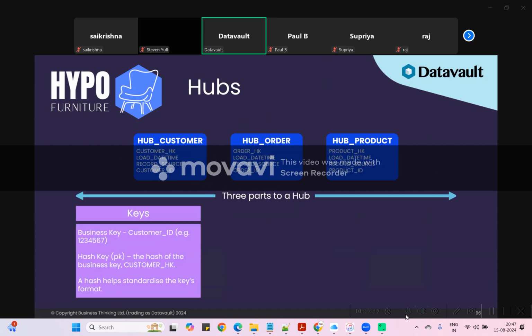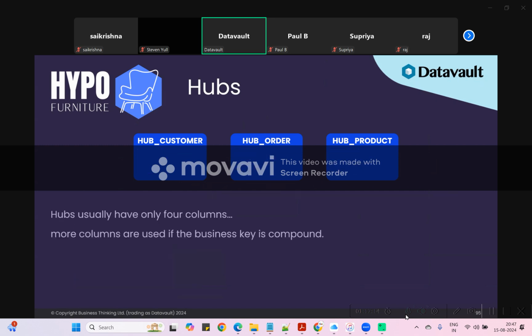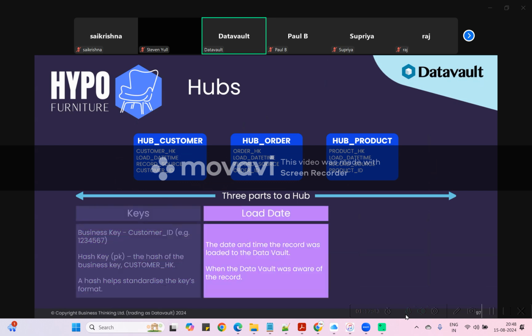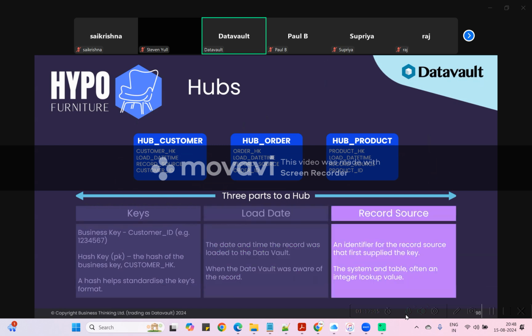So, for example, hubs tend to only have 4 columns in there. Let's have a look. So customer, we identified customer ID for the key. Order, we're going to use order ID, and product, we're going to use product ID. And we're going to then create 3 additional columns on that, which is metadata: a hash key, which is the hash of the business key, the load date time, which is the time we load the record into the system, and record source, which is an identifier for where the data came from.